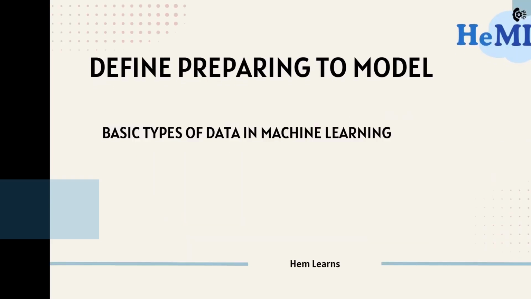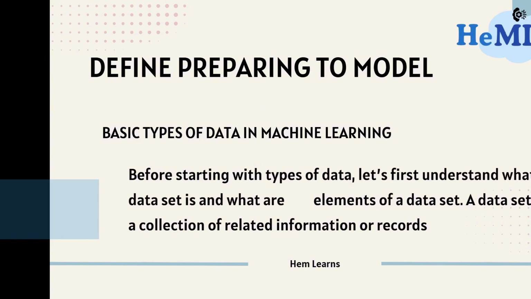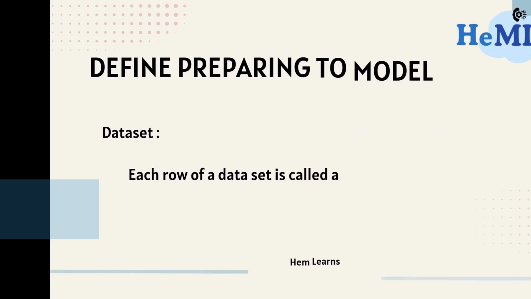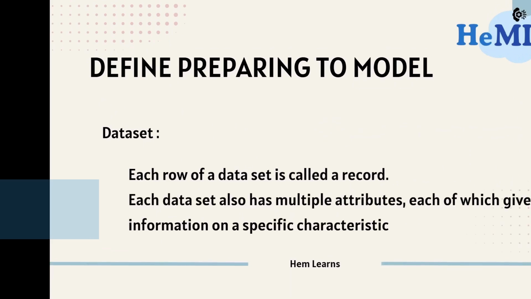Types of data. What is a dataset? Before talking about the data types, let's understand what a dataset really is. A dataset is a collection of information arranged in rows and columns. Each row represents one record, like a student's details. Each column represents one attribute, like age, marks, or height. Understanding this basic structure is the first step to understanding your data.